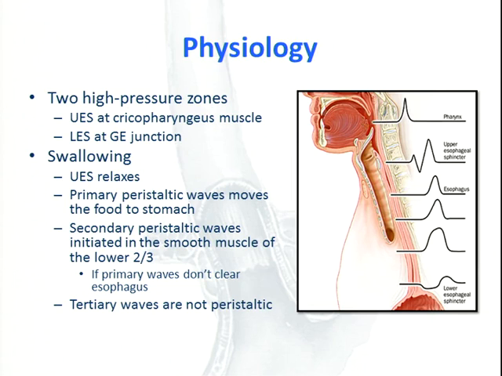Brief review of physiology: 2 high pressure zones, one at the top, one at the bottom. The upper esophageal sphincter, or UES, is for the most part the cricopharyngeus muscle. And you have the LES, or lower esophageal sphincter, at the GE junction. A brief review of the swallowing mechanism: you initiate a swallow, the UES relaxes. Primary peristaltic waves move the food distally into the stomach. If the food doesn't clear with that, there are secondary peristaltic waves. These come from the smooth muscle of the distal 2/3 of the esophagus. And then occasionally you'll see tertiary waves, and a key thing to remember is that they're not peristaltic. So if you see those, they have really no physiologic purpose.